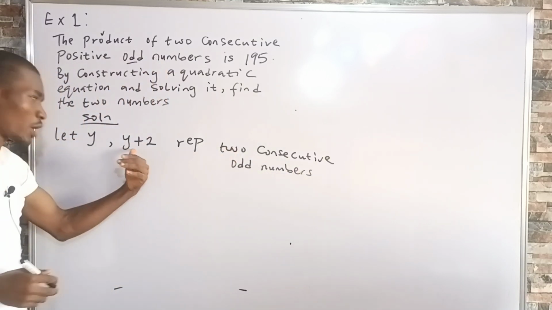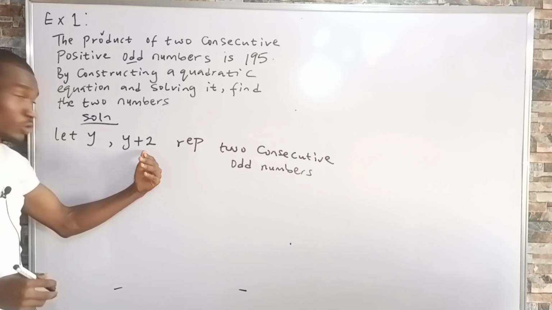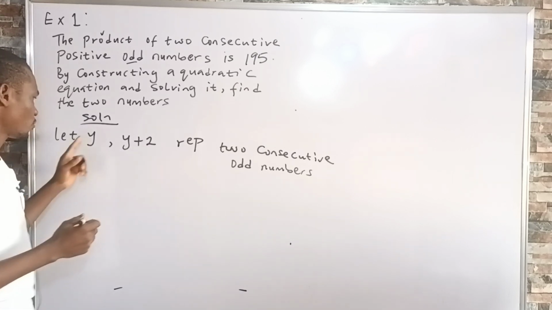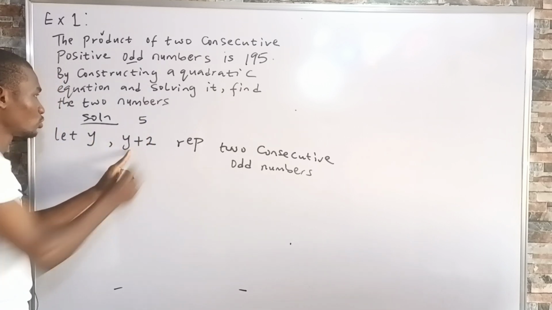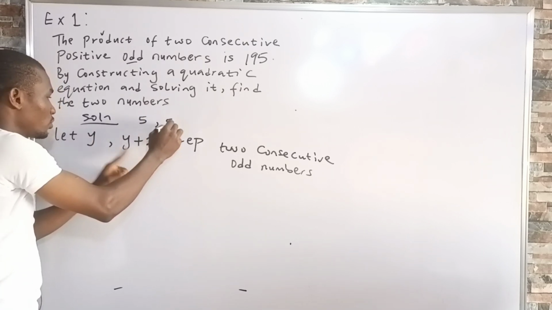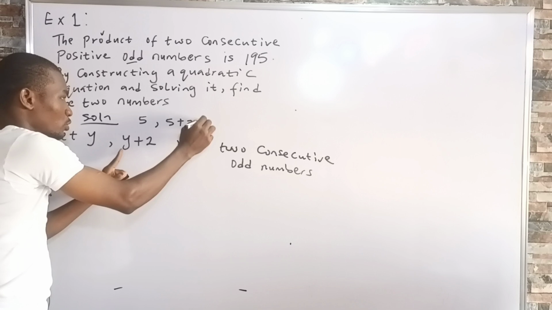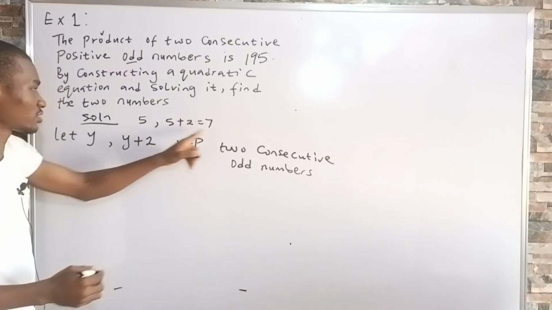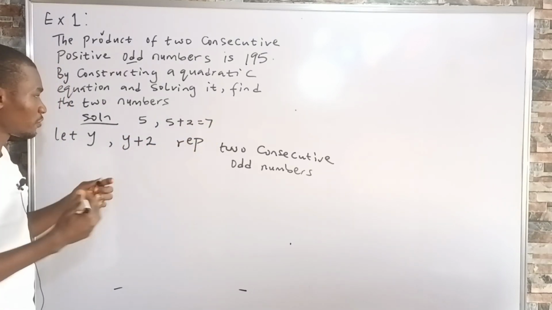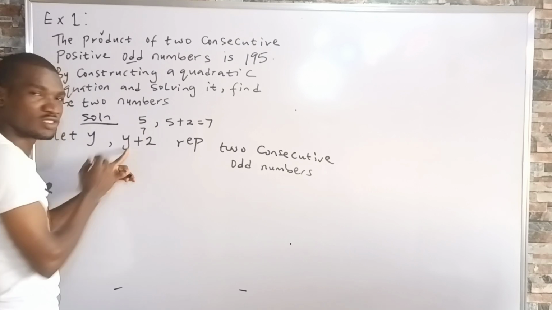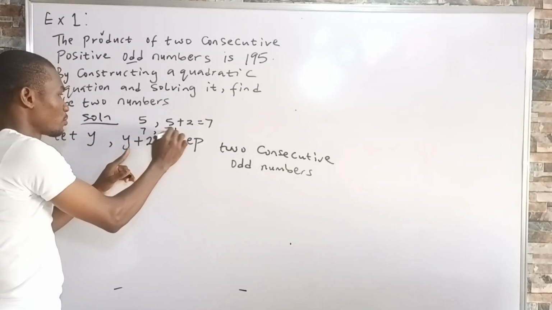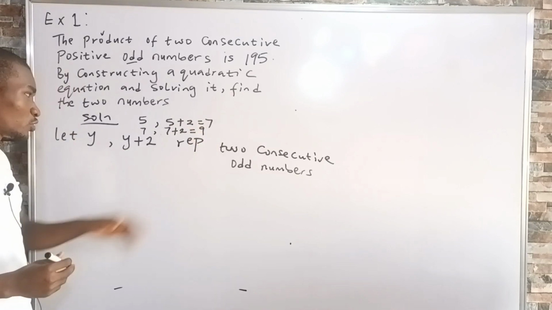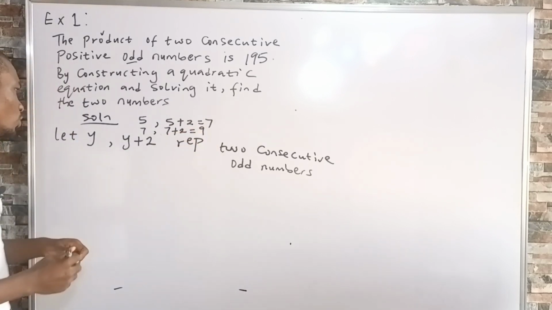Why did I use y plus 2 as the second consecutive odd number? The reason is that if y is an odd number, for instance 5, then y plus 2 will mean 5 plus 2, which produces 7. So you can see that 5 and 7 are both odd numbers. If I say let y be 7, which is an odd number, y plus 2 will be 7 plus 2, which gives us 9. So 9 is still an odd number. So take note of that.